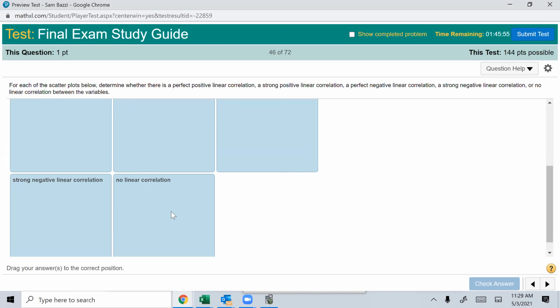Okay, let's see here. I don't see the scatter plot. Oh, there they are.